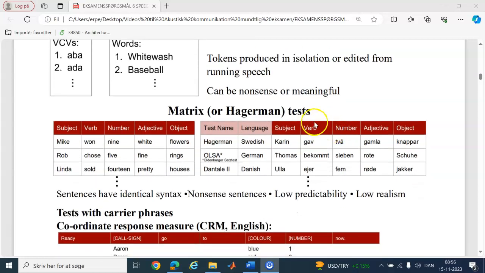We can have a so-called Hagerman test with subject, verb, number, adjective, object. For instance, Mike won 9 white flowers, or even more unrealistic, Linda sold 14 pretty houses. Sentences have identical syntax. It could be nonsense sentences, or low predictability, or just low realism.